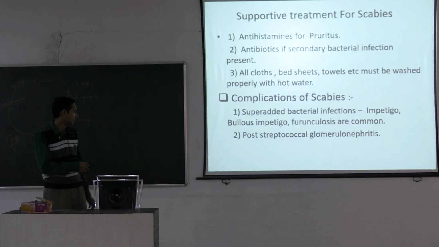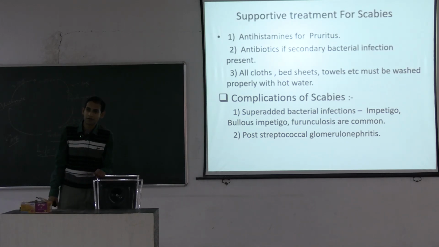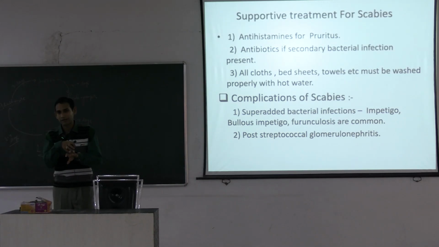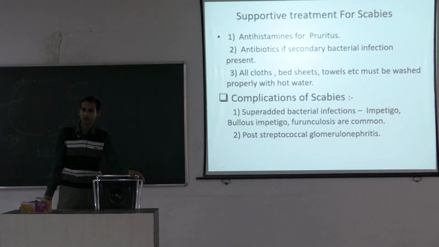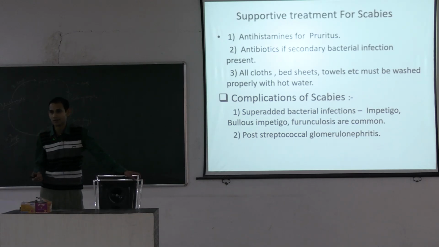And now the most important aspect is the complication of the scabies. What are the complications? Number 1, as there is pruritus and excoriation, due to huge excoriation, usually the skin barrier is disrupted, so there is a high chance of secondary bacterial infection. The most common infections are Staphylococcus aureus or Streptococcus pyogenes. So there you will get folliculitis, furunculosis, impetigo. This type of secondary bacterial infection is common.